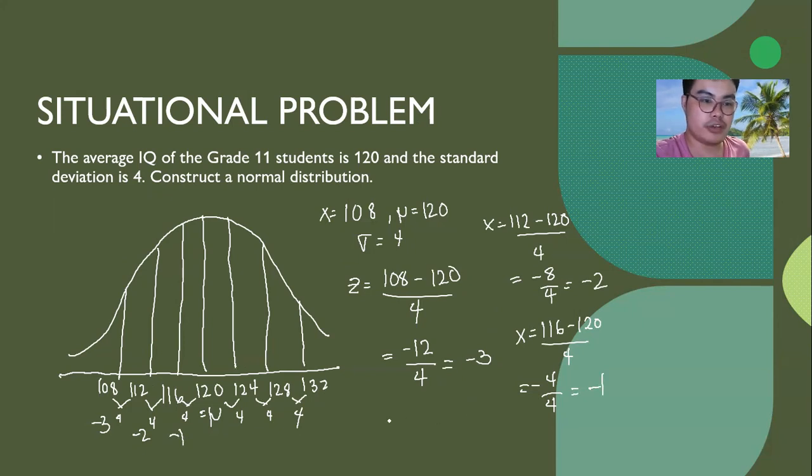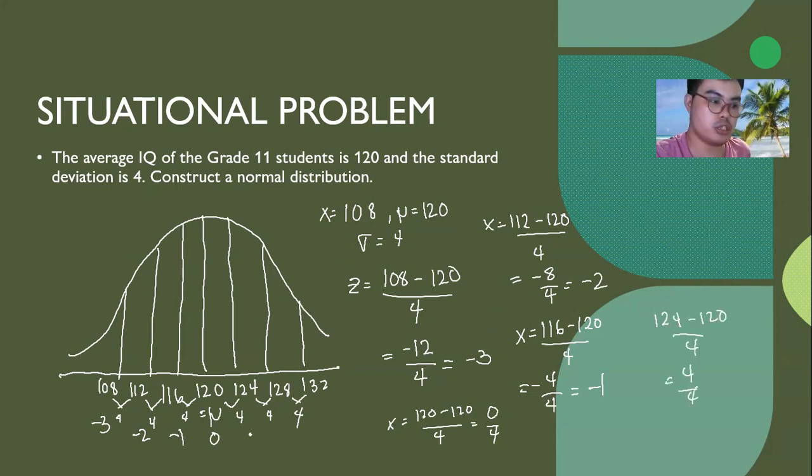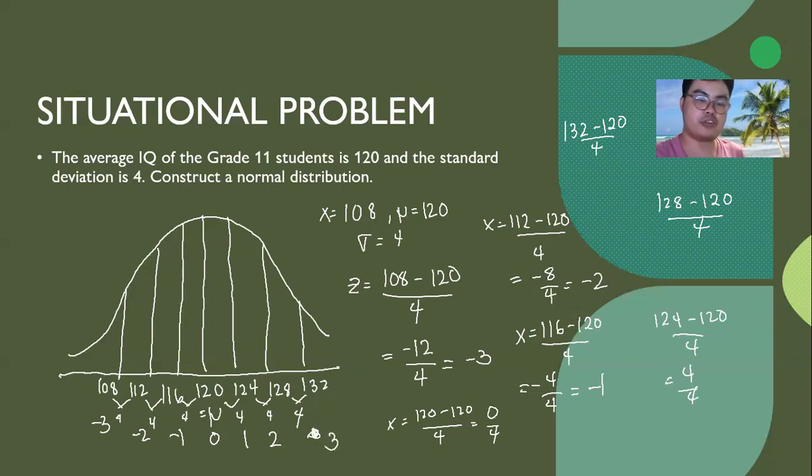Then 120 minus 120 over 4 is 0 over 4, so this will become 0. Then 124 minus 120 over 4 is 4 divided by 4, which is 1. Then 128 minus 120 divided by 4 is 2, while 132 minus 120 over 4 is 3. So this is how I convert into z values, and how I apply the properties of the normal curve. As you see, these are the z values. I'm sorry for my ugly handwriting on the three.